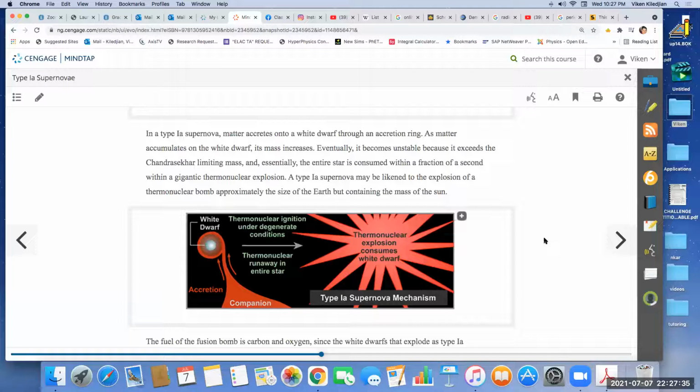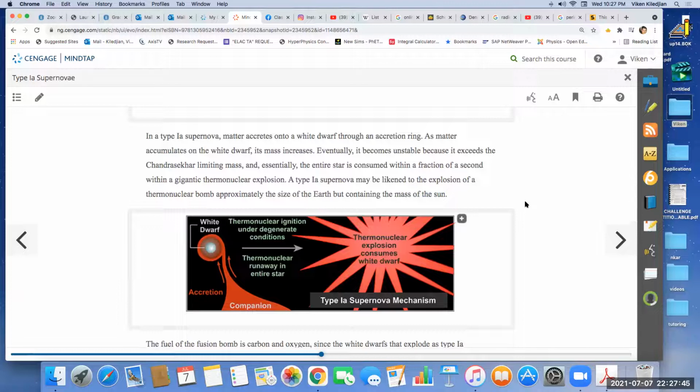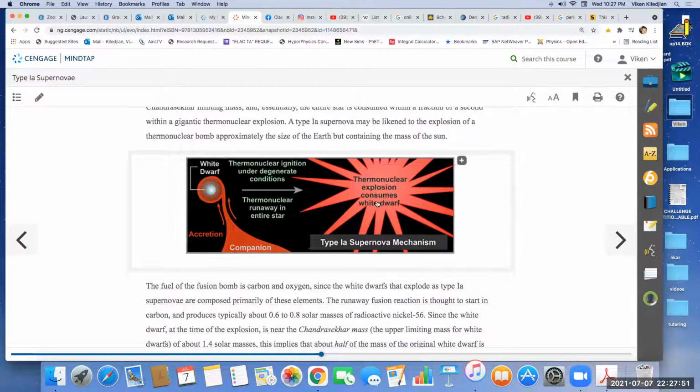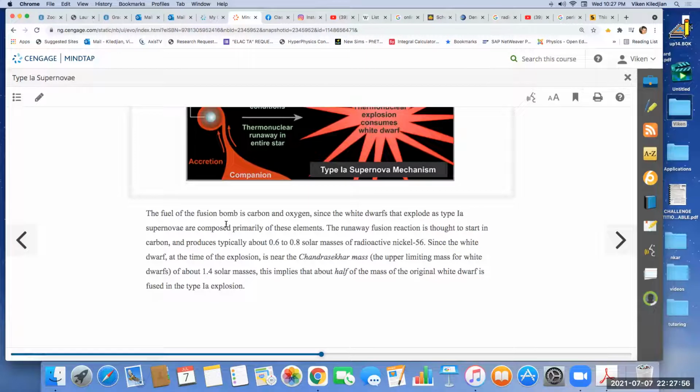So remember how we said earlier that white dwarfs are the size of the Earth, their typical size, but they are the mass of the sun. So imagine taking that and just immediately exploding that. Thermonuclear explosion consumes the white dwarf. The fuel of the fusion bomb is carbon and oxygen, since the white dwarfs that explode as type 1a supernova are composed primarily of these elements. So white dwarfs are primarily made of carbon and oxygen, and that's what is doing the explosion.